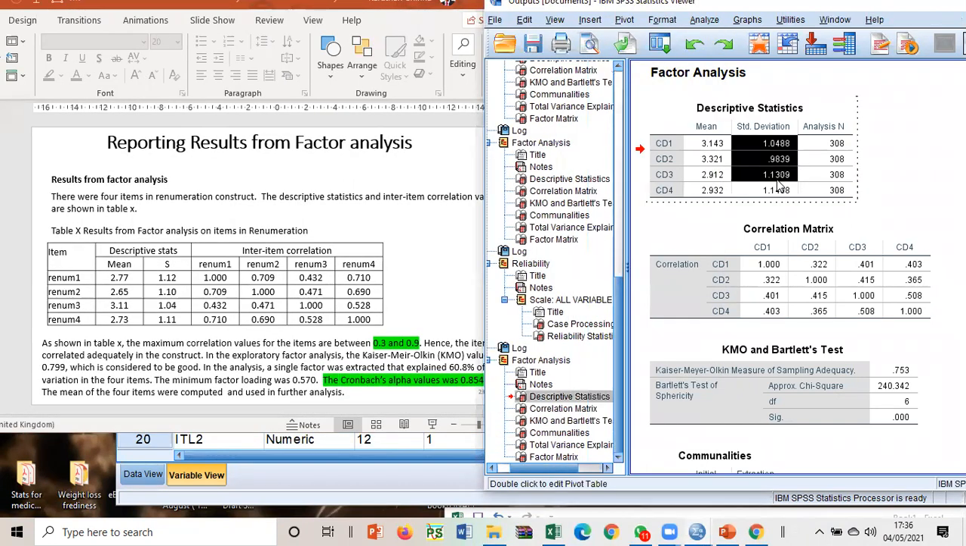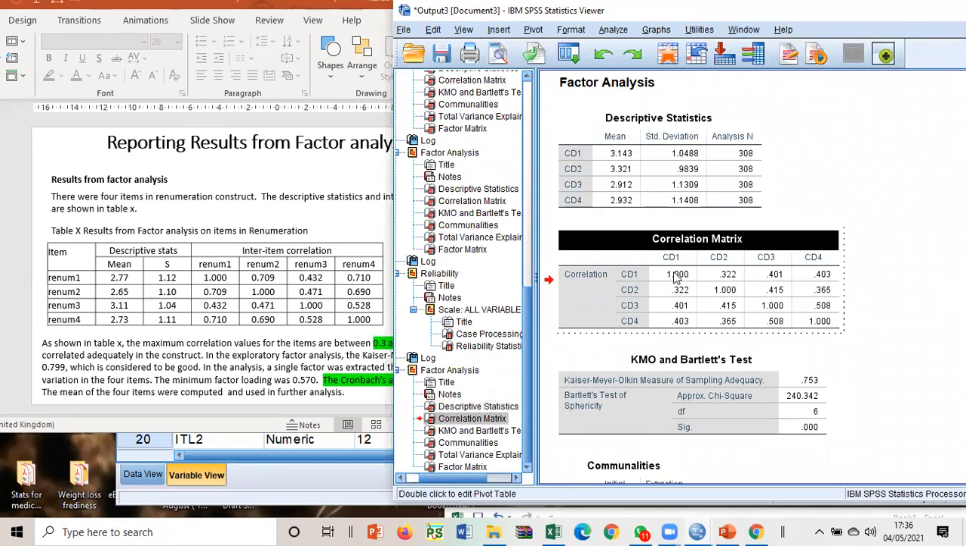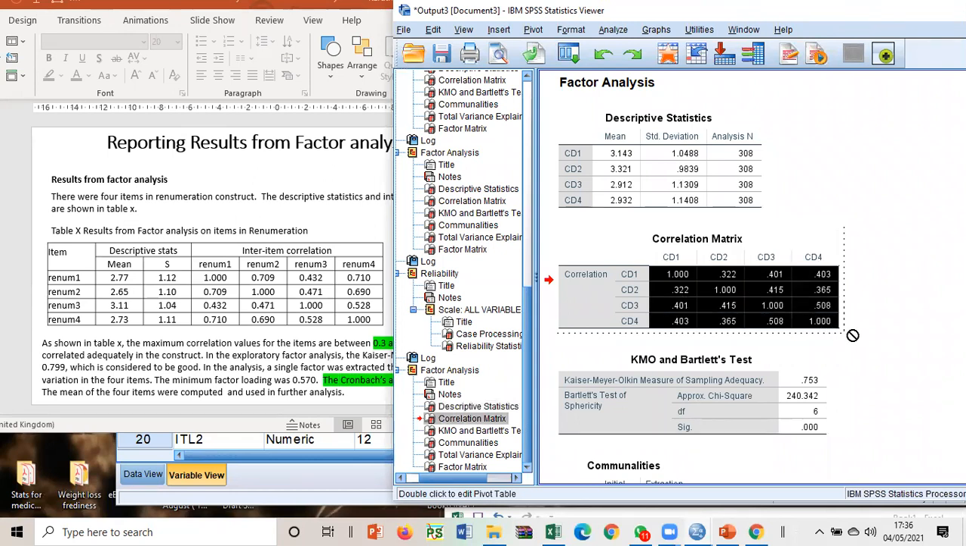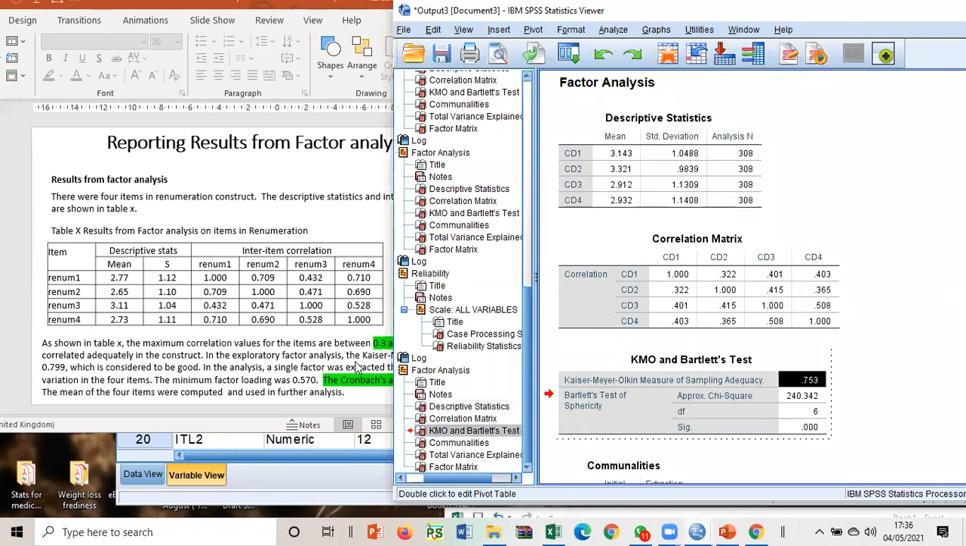Standard deviation, all okay? Yes. That's the value we're reporting here. Correlation, are they all okay? Correlation, this value, this value, this value, right? Clear. KMO, yes. 3. Is it good enough? Yes.